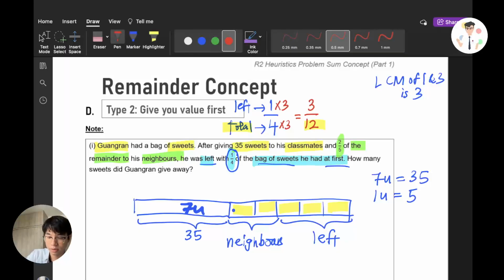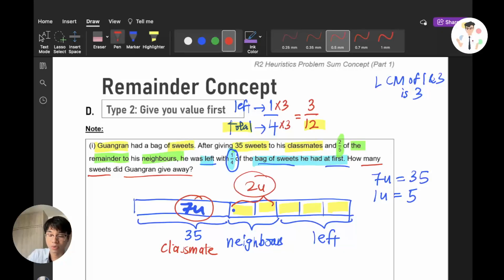Question. How many sweets did Guangran give away? Remember, this 35 is given to the classmate. Okay, I forgot to write here, classmate. Then I give it to neighbor. Now, classmate is 7 unit. Neighbor here is 2 unit.